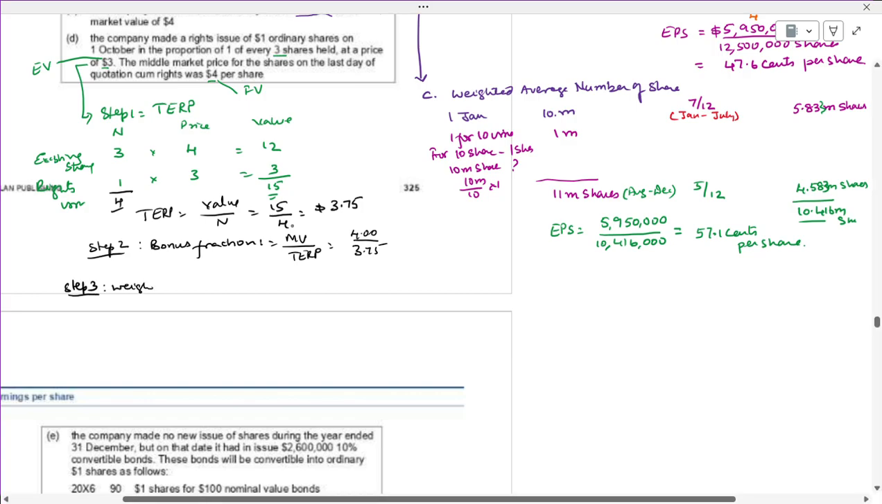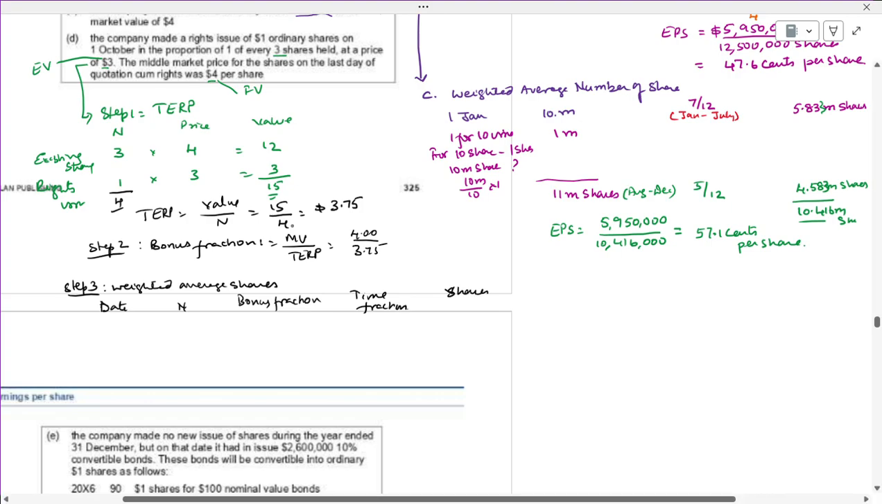Weighted average shares. In short, you have 3 things. One is the bonus fraction. The second one is the time fraction. The last one is the number of shares.